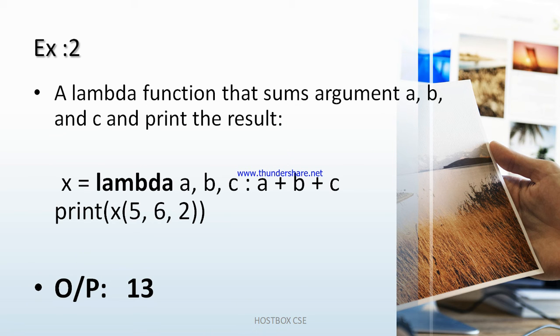We see one more example. This is a function that adds three arguments a, b and c and prints the result. So x equals lambda a, b, c colon a plus b plus c, and print x of 5, 6, 2. I am passing all the argument values through x, through the lambda function. The operation given is addition, so it will add all the values and print the sum. This is another way of using the lambda function. Like this you can create your own lambda functions, and now we can see the exact differences.